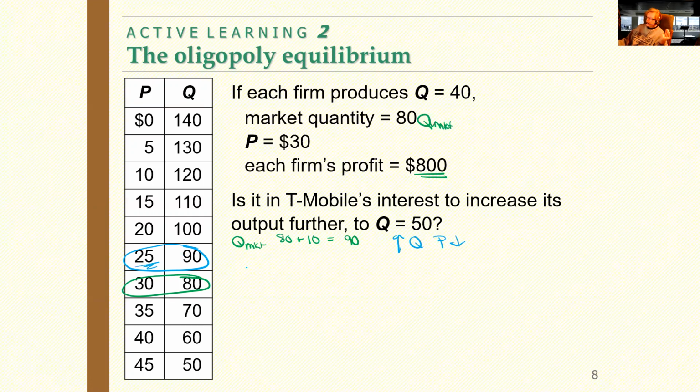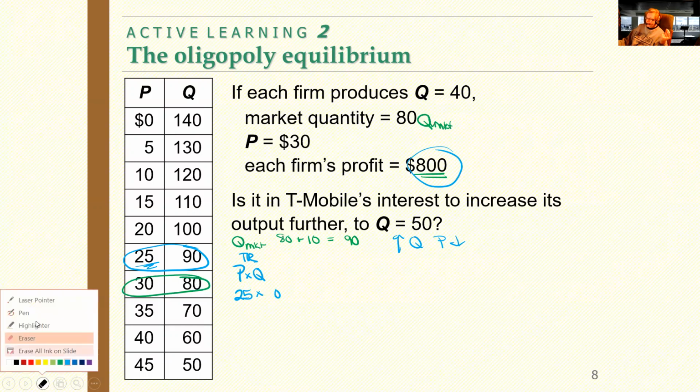So is it in their interest to do that? We want to compare to the profit that they had previously. Our total revenue, again, price times quantity, and our price is $25. Our quantity is 90. Oh, nope, that's wrong. I keep wanting to do them together instead of individually, so let me just do them individually. Sorry about that. T-Mobile's quantity is 50. So the total revenue is 25 times 50, which is 1250.